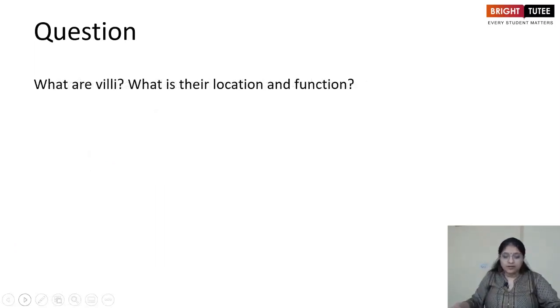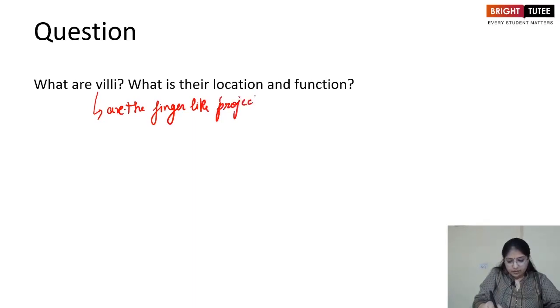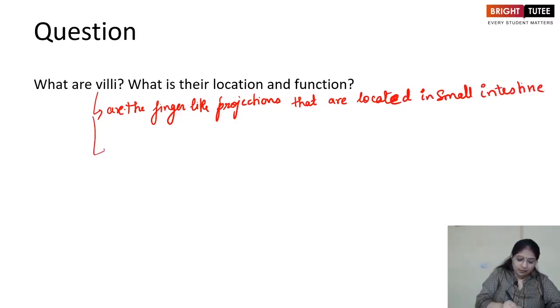What are villi? What is their location and function? So villi are the finger-like projections that are located in the small intestine. Right, and they perform the function of absorption of nutrients.